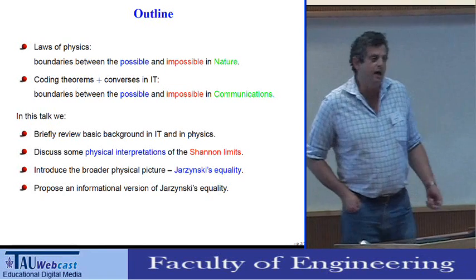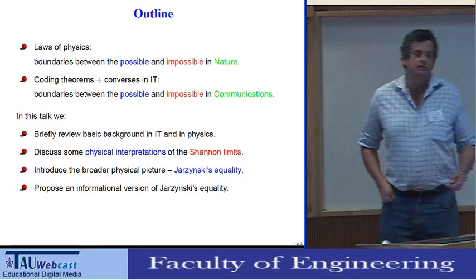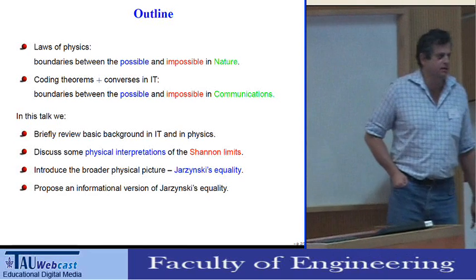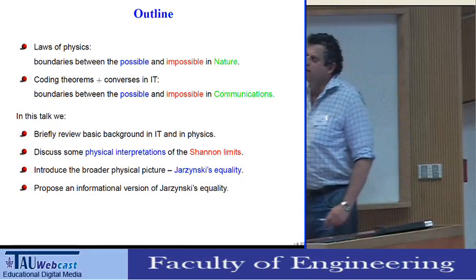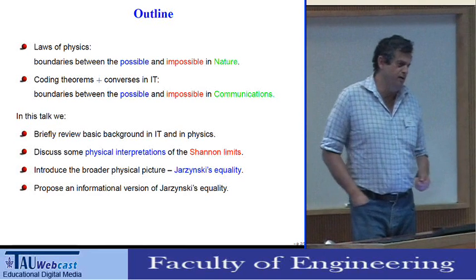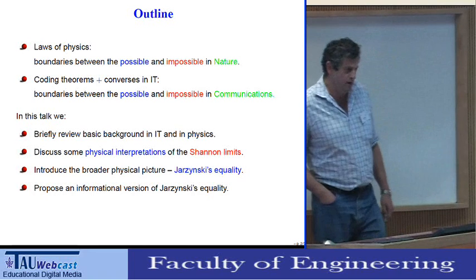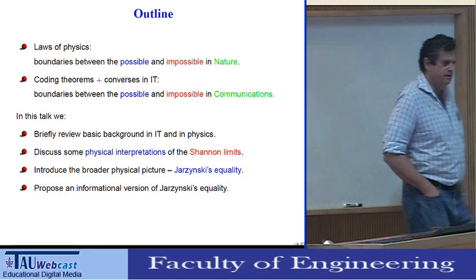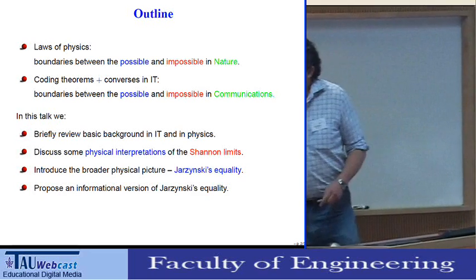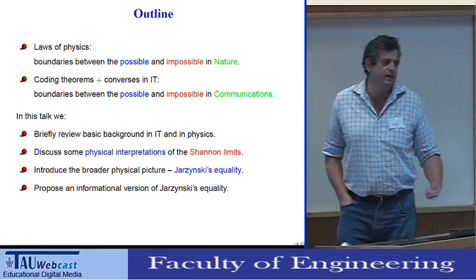So the idea is that while the laws of physics draw the boundaries between the possible and the impossible in nature, the coding theorems of information theory, and particularly the converse theorems, draw the boundaries between the possible and the impossible in data communication and data processing in general. So the question is, is there any relationship between the two things?